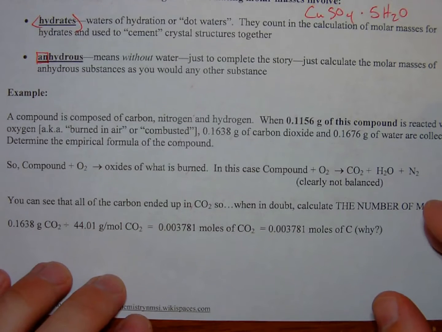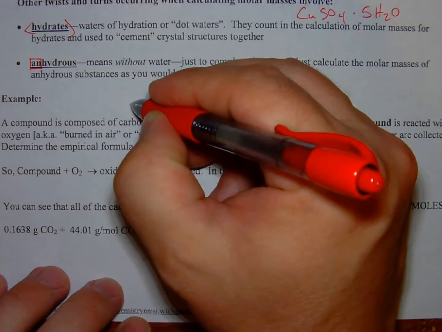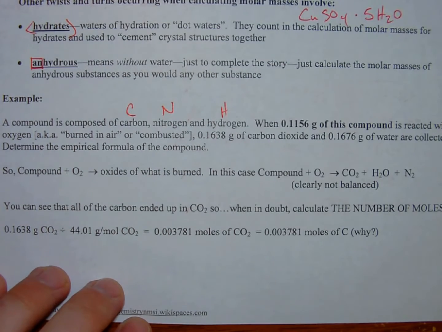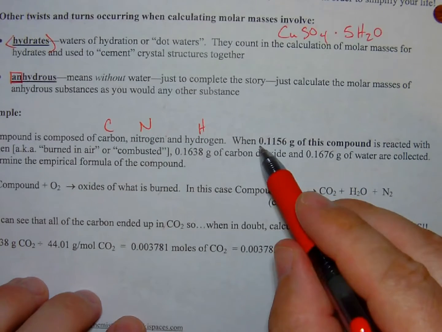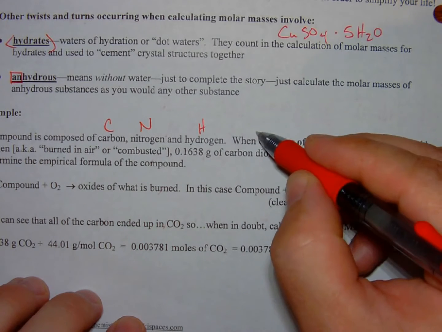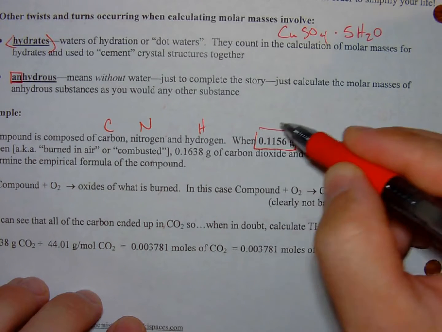So let's get to an example. A compound is composed of carbon, nitrogen, and hydrogen. So there for sure is carbon, there for sure is nitrogen, and there for sure is hydrogen. A 0.1156 gram sample, oh my gosh, this is how much of it we have.